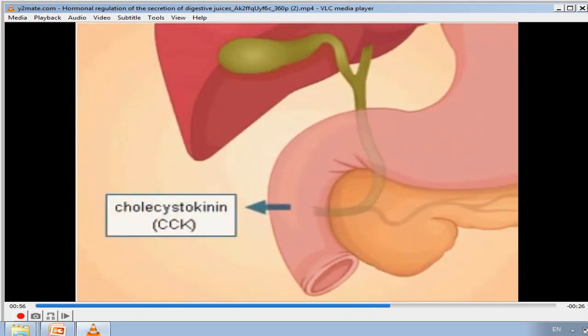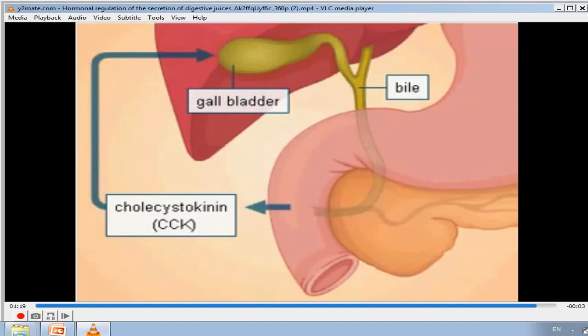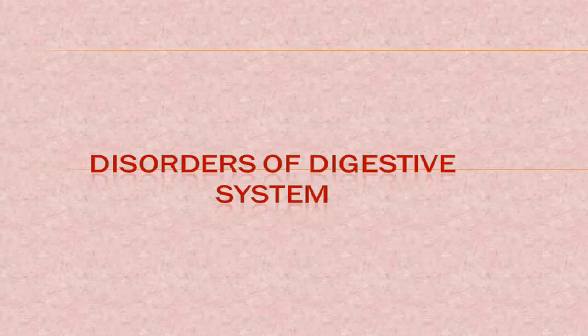Cholecystokinin also slows down the mechanical activity of the stomach, and along with other hormones known as enterogastrones, inhibits the secretion of hydrochloric acid. Secretin increases the secretion of bile by the liver. The acidic chyme in the duodenum and cholecystokinin stimulate the contraction of the gallbladder as well as the secretion of bile. Now the disorders of the digestive system.